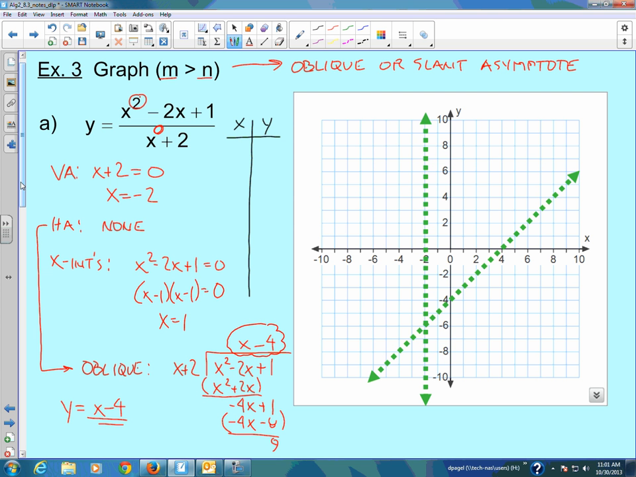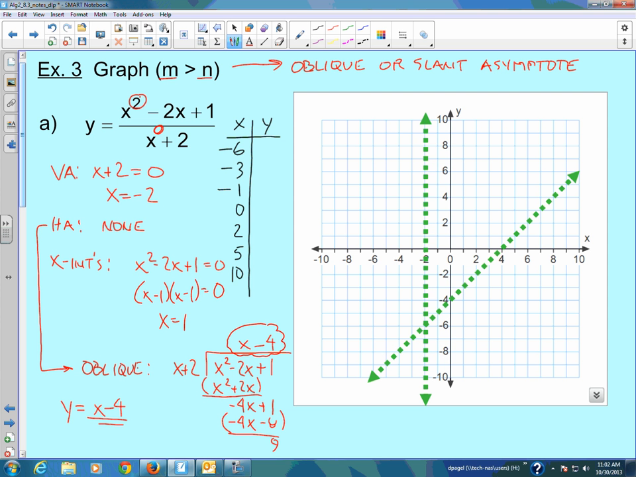I'm going to test, let's say, a negative 6 and a negative 3, and then a negative 1, and then perhaps a 0 and a 2, and then let's say a 5, and let's go 10. Let's see what's going on here. So we put all these values in.